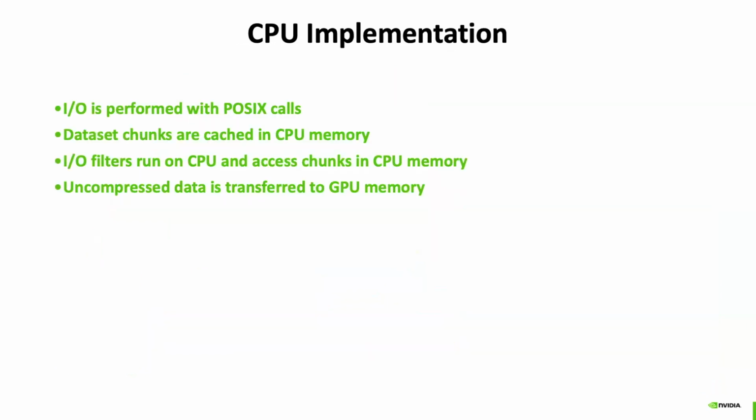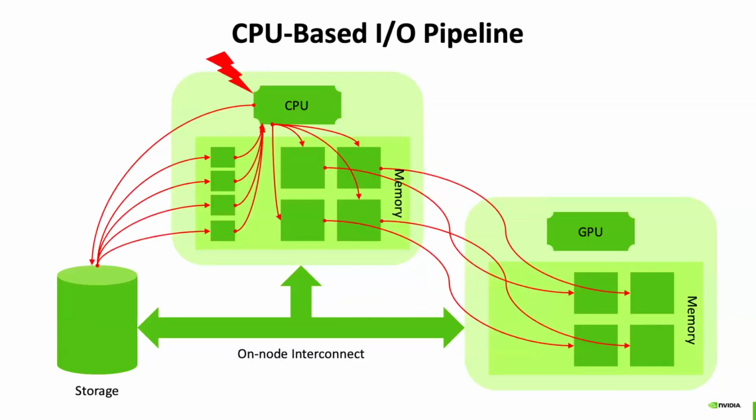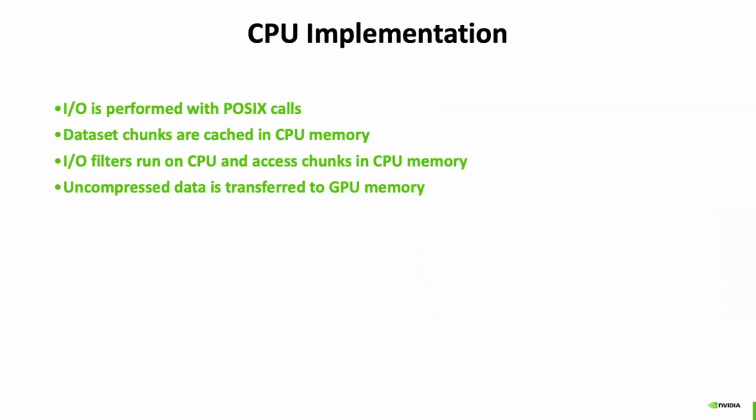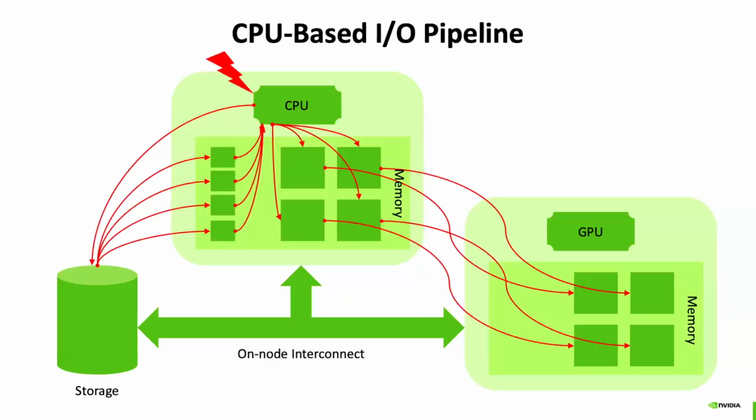Almost got there. All right, so in HDF5 land, what do we really need to do? We do the I/O with POSIX calls today. The dataset chunks are cached wisely, I think, but they're in CPU memory. The I/O filters run on the CPU and access those chunks in CPU memory, and then we've got to transfer it, another walk across the PCIe bus.